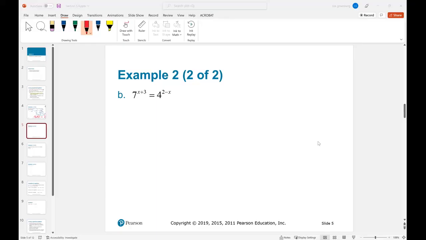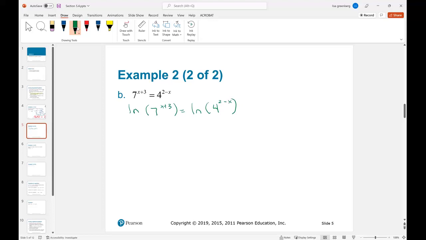Now we don't have a common base and we can't make a common base because 7 is 7 times 1 and 4 is 2 times 2, and so that's not going to help me. Once I notice that, what I really need to do is take the log of both sides. Again, it is your choice. I'm going to use natural log. It doesn't matter which log you use. So I start with taking the natural log of both sides.